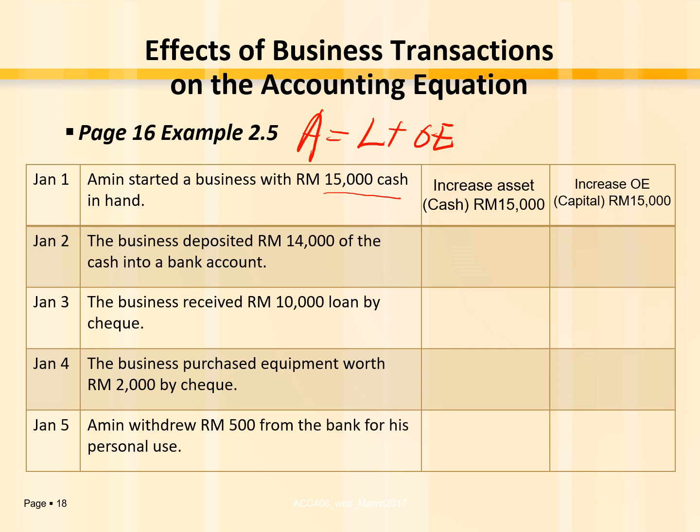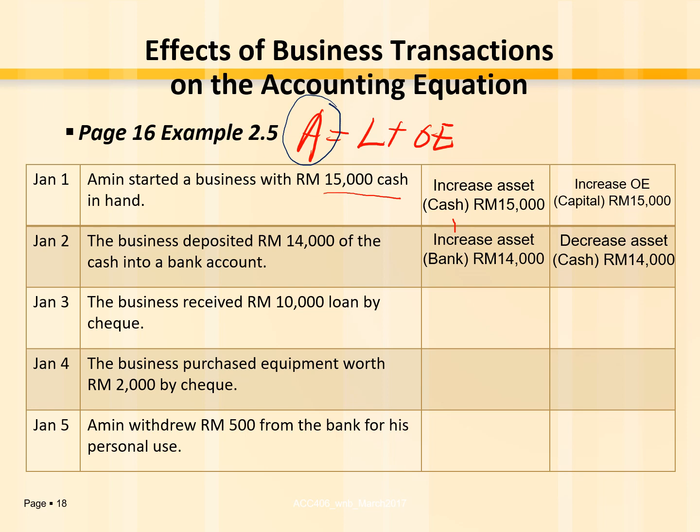Untuk the 2nd January, apa yang berlaku adalah business tu dia depositkan 14,000 daripada cash kepada account bank. So cash kat sini ni dia masuk dekat bank. So what will happen? It will increase the asset, which is the bank, by 14,000 dan pada masa yang sama dia akan reduce the asset, which is cash, by 14,000. So dia akan effect dekat this category sahaja, the category of asset sahaja. Okay, naik dan turun.